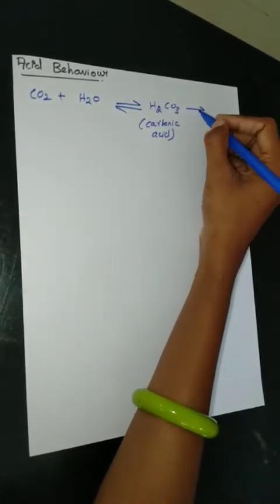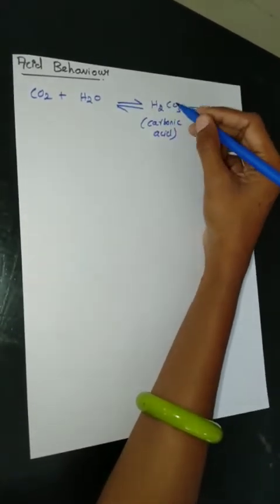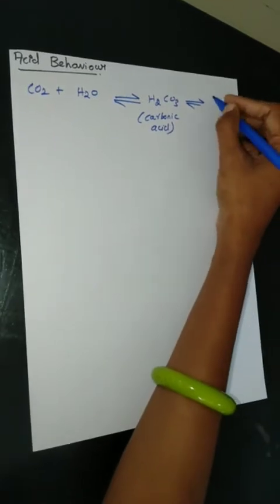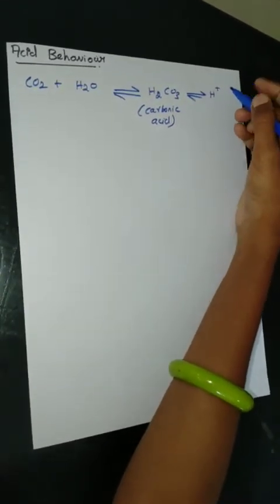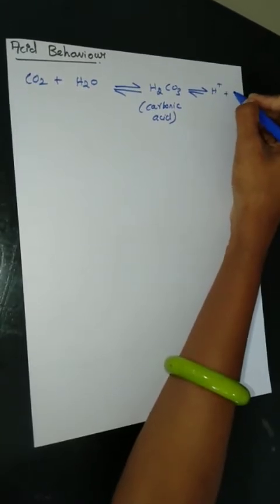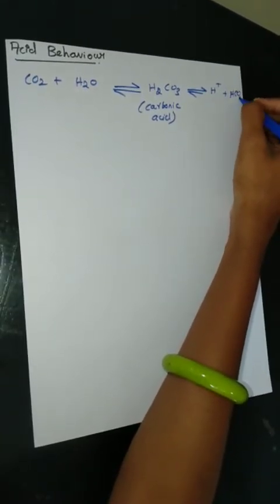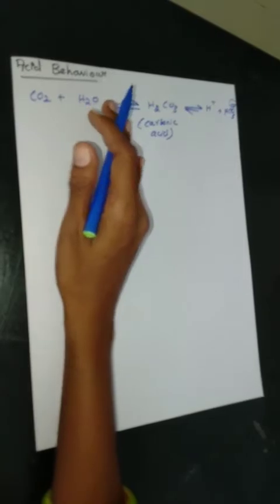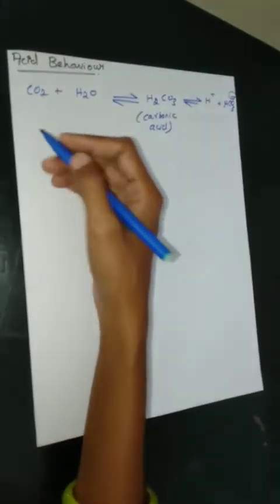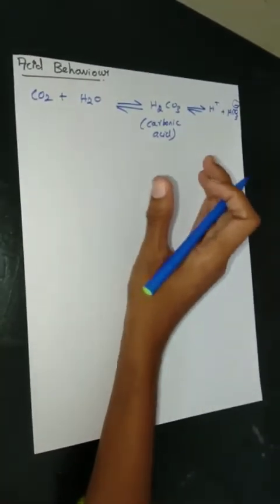This carbonic acid will ionize, and on ionization it gives hydrogen ion plus H3O minus; it dissociates. Able to understand? This is acid behavior, and it is useful in soda bottle preparations.